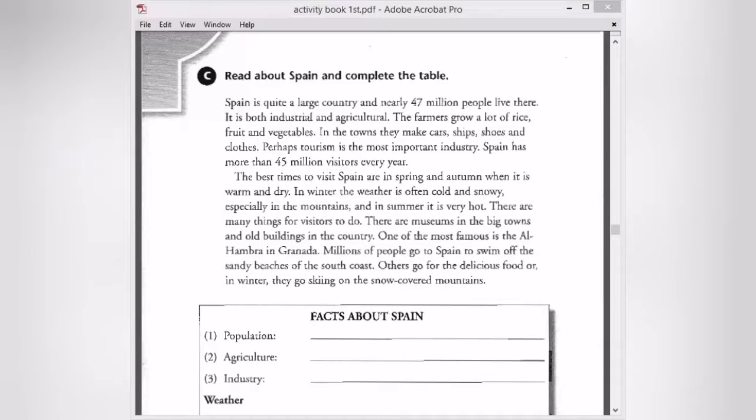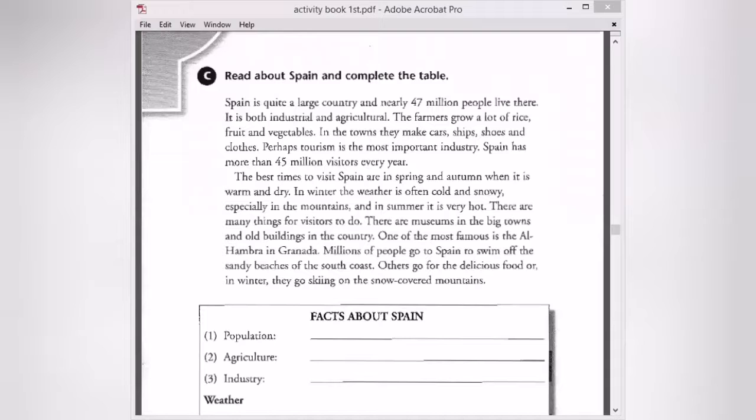The best time to visit Spain is in spring and autumn, when it is especially warm and dry. In winter, the weather is often cold and snowy, especially in the mountains, and in summer it is very hot. There are many things for visitors to do. There are museums in the big towns and old buildings in the country. The most famous is the Alhambra in Granada. Millions of people go to Spain to swim off the sandy beaches of the south coast. Others go for the delicious food, or in winter they go skiing on the snow-covered mountains.